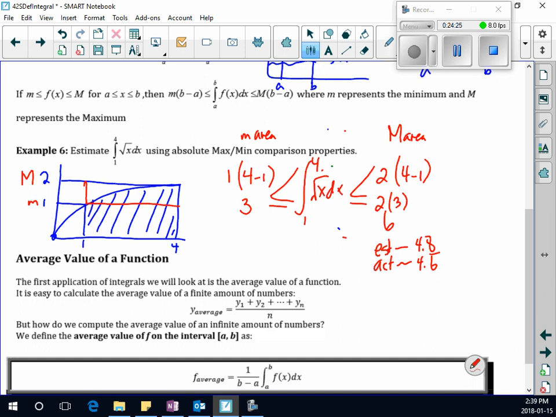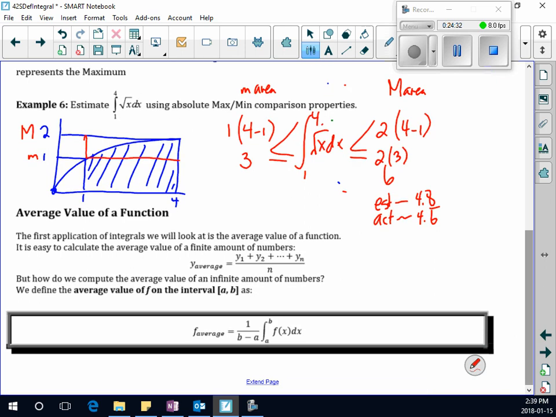Yes. And again, today, excitingly enough, if we can get to the second lesson, we are going to do that. So average value of a function. When I find the average of a class mark, I add up all the tests and divide by how many there are. Yes? So we learned early on the first application of integrals is we'll look at the average value of a function. It's easy to calculate with a finite amount of numbers. We just add them up and divide by how many there are.